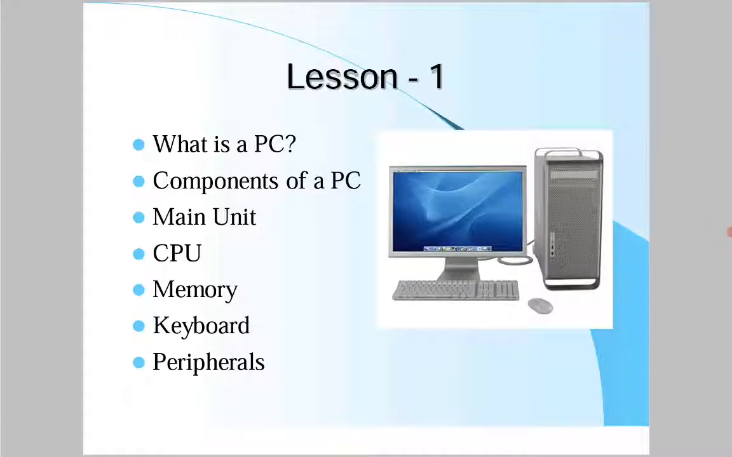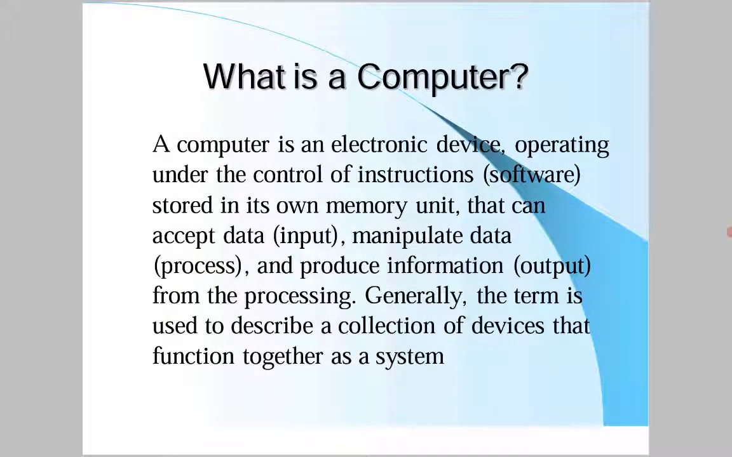In this PPT we will discuss what is a PC or a computer, components of a PC, main unit, CPU, memories, keyboard, peripherals used, all these things. So what is a computer? A computer is an electronic device operating under the control of instructions, meaning software, stored in its own memory unit, that can accept data, meaning input, manipulate data, meaning processing, and produce information, that is output from the processing. Generally the term is used to describe a collection of devices that function together as a system.